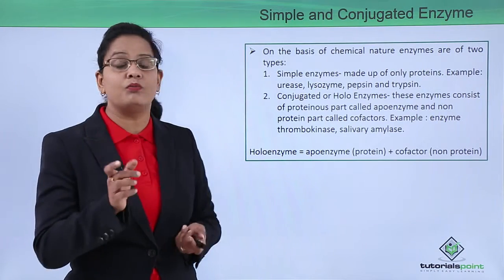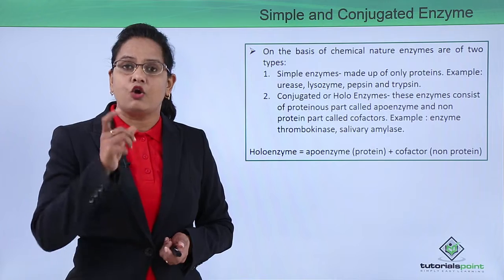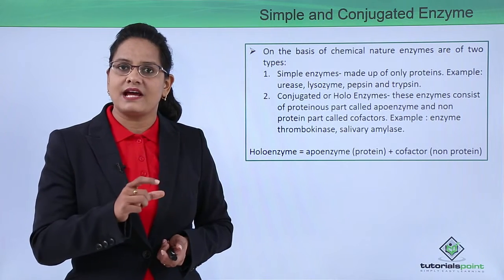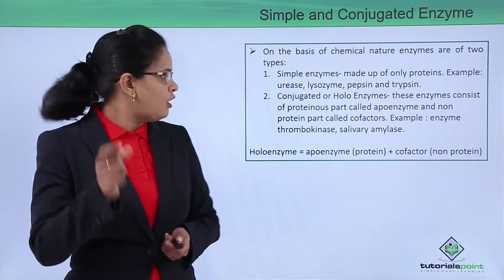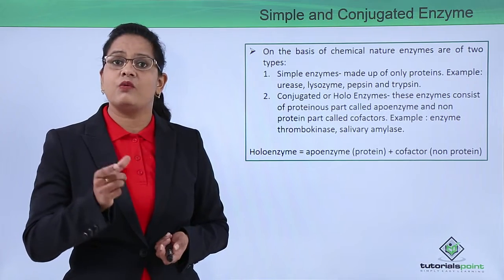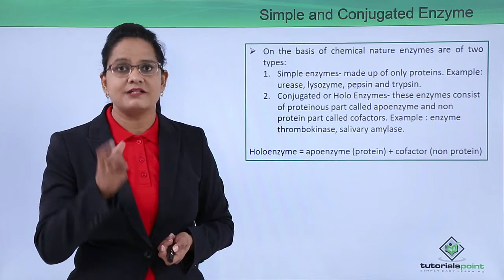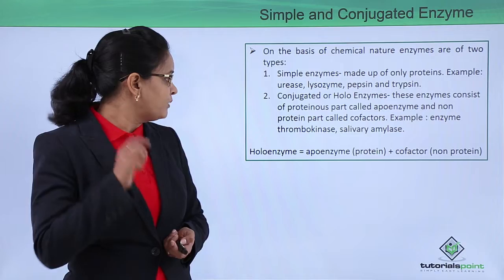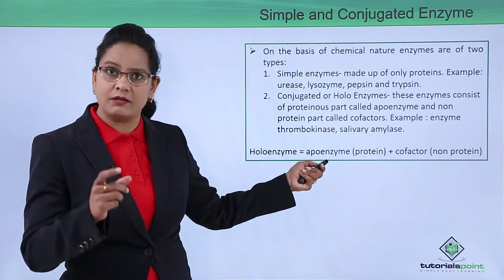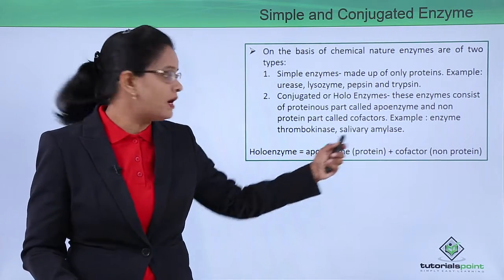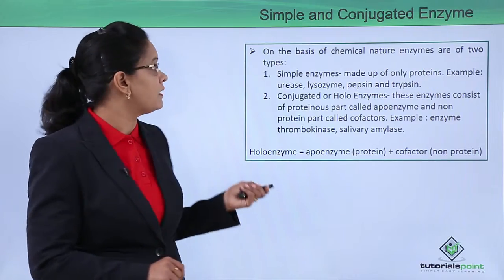An example is the enzyme thrombokinase, which is a clotting enzyme. This enzyme requires a cofactor. Also, salivary amylase requires chlorine, the metal ion, as a cofactor for its activity. Now, a holoenzyme is made up of apoenzyme, which is the protein part, and cofactor, which is the non-protein part.